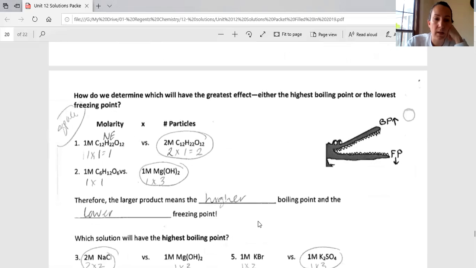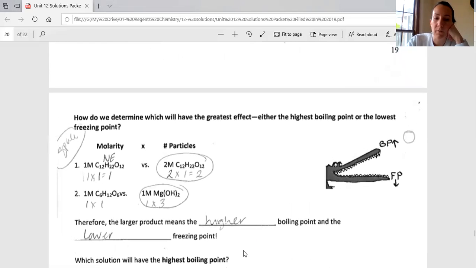In the next one, which solution will have the highest boiling point? You're going to do exactly the same. So push pause right now.